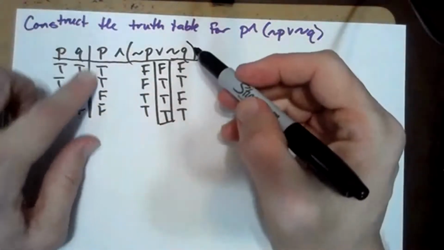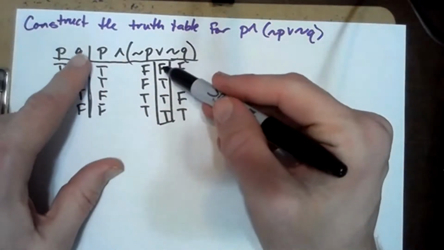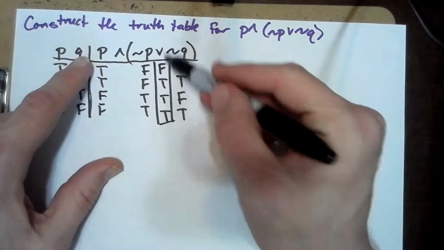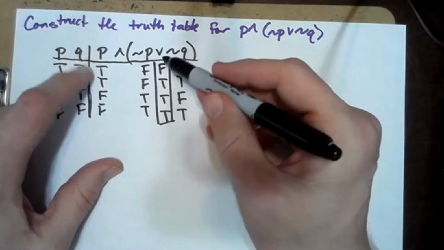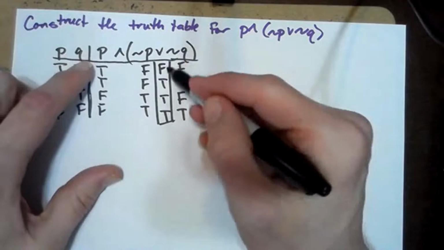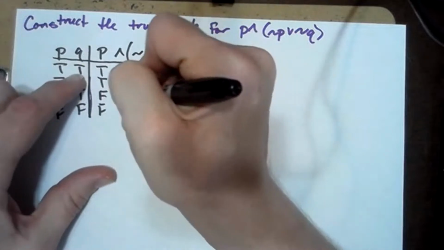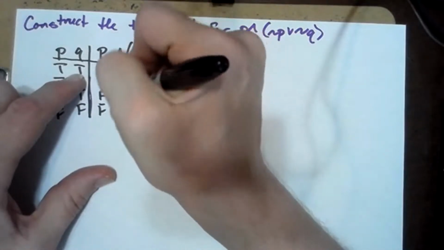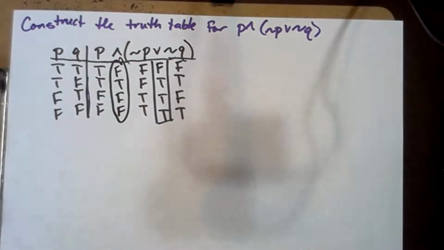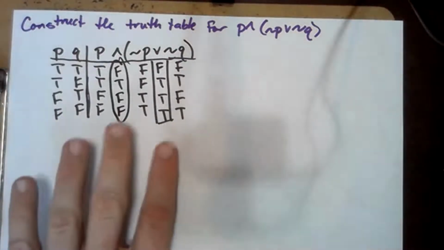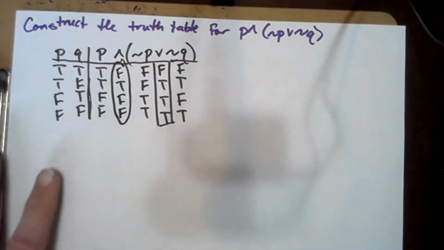Now we compare this column, our P's, and our ORs to see where this whole statement is true. False, because we got a true false. Here it's true, and for these two, it's false. Put a circle around it. There we go. There is our truth table for this statement.